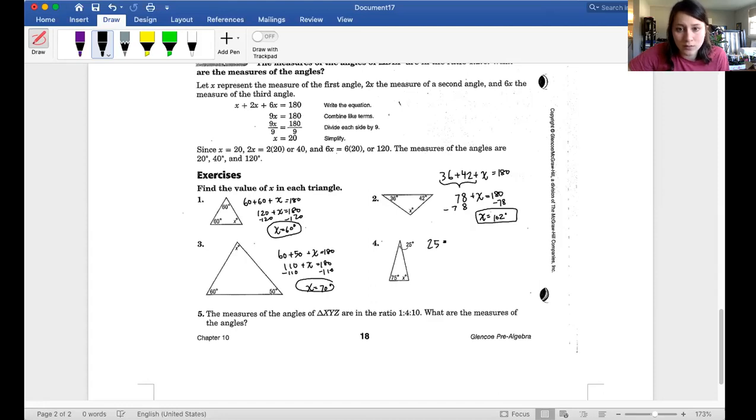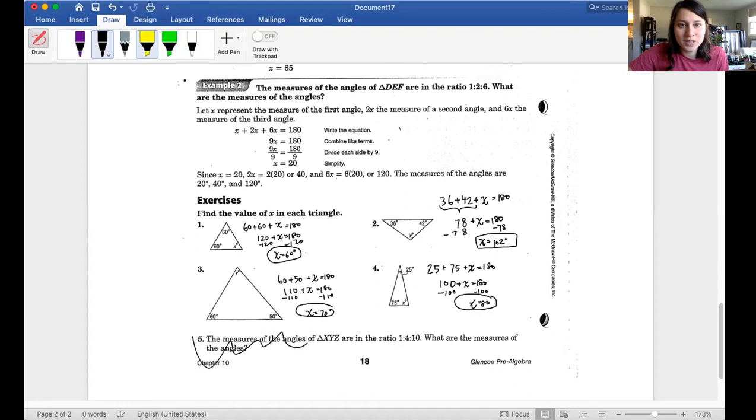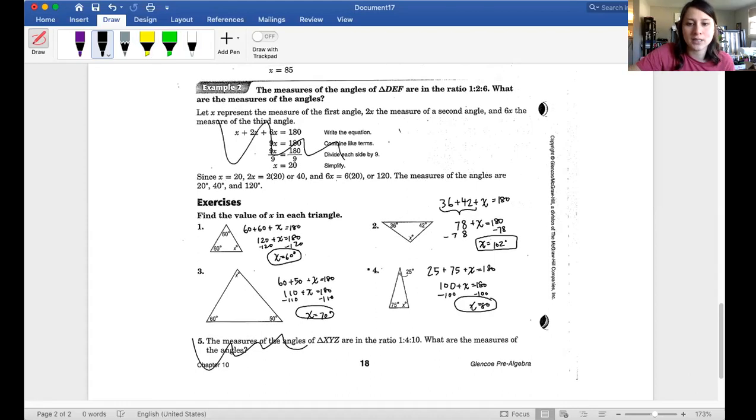So last one, 25 plus 75 plus X equals 180. And this becomes 100 plus X equals 180. We're going to subtract 100 on both sides. And X equals 80 degrees. Okay, we're not going to worry about number 5. We're not going to worry about the ratios, just because that's just randomly put in there. And so we're not going to worry about that today.